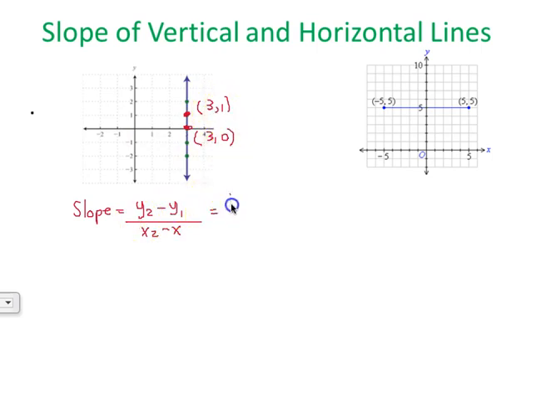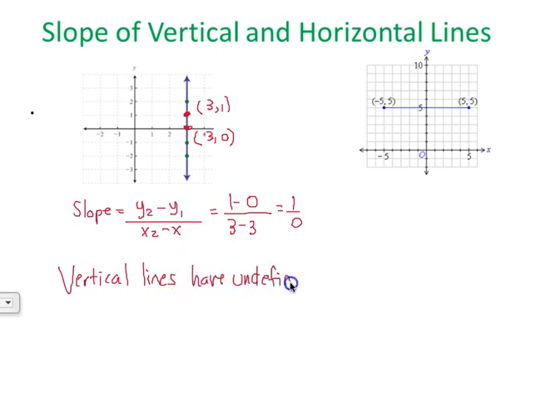So change of our y coordinates, 1 minus 0. And then change of our x coordinates, 3 minus 3. So we get 1 over 0. Uh-oh. Type in a calculator 1 divided by 0, and what do you get? You should get undefined. You can never have a 0 on your denominator. So the slope of vertical lines is always going to be undefined. It's always going to be undefined when you've got vertical lines. So write that in your math notebook right now.